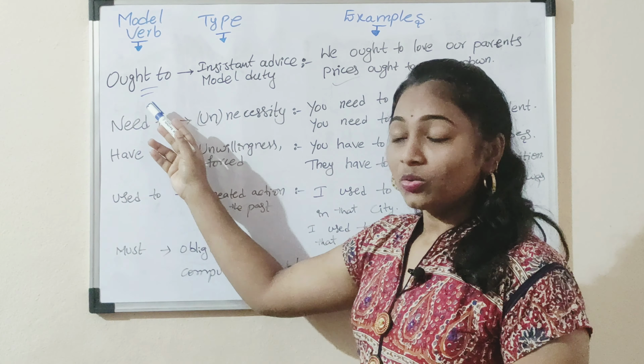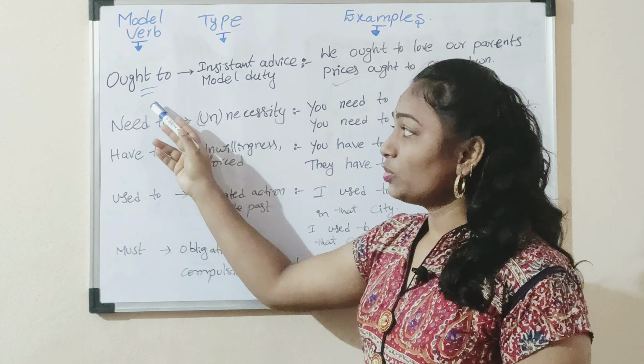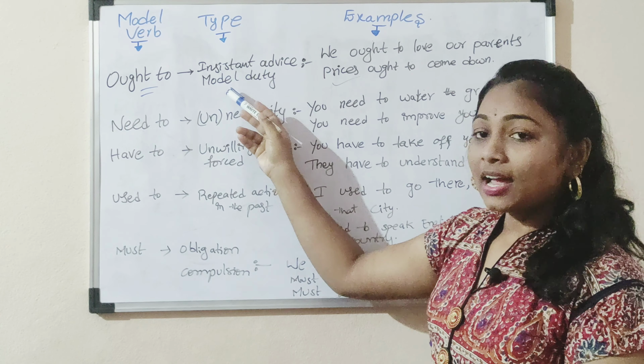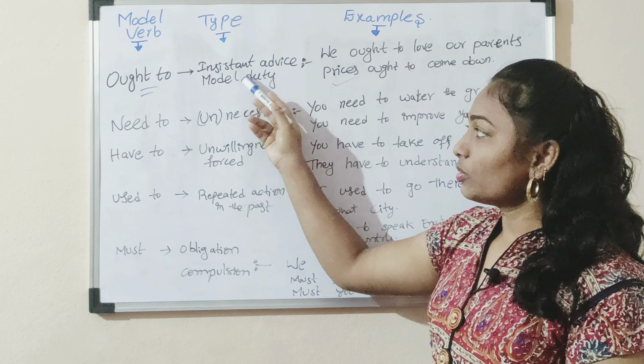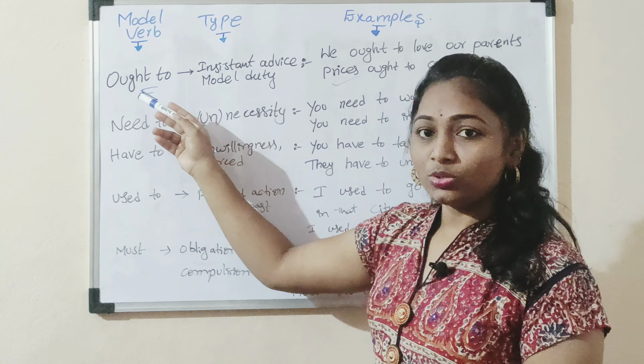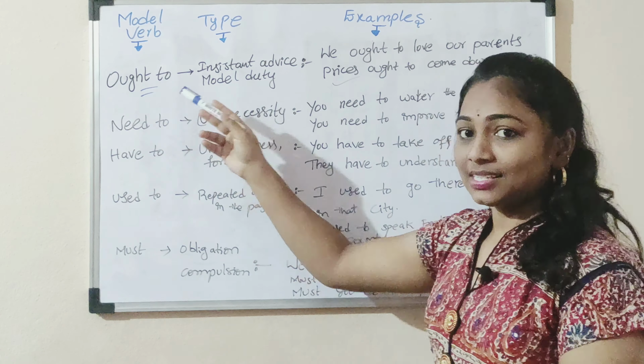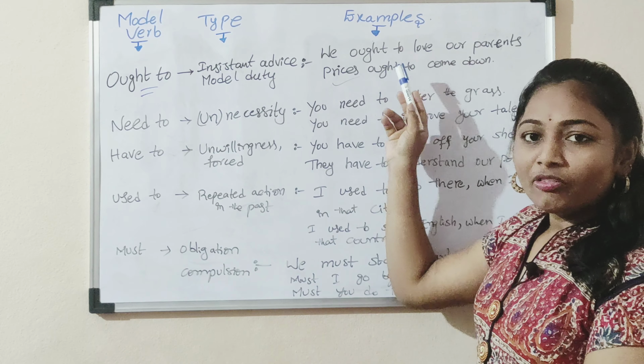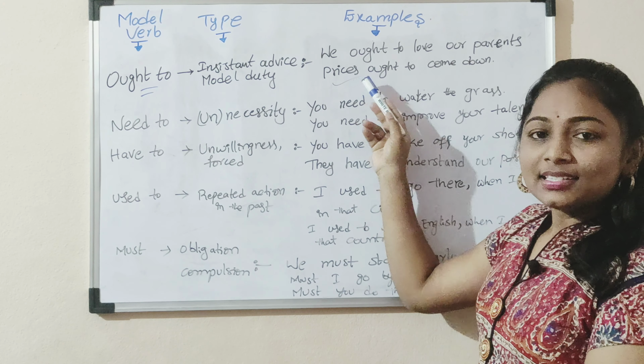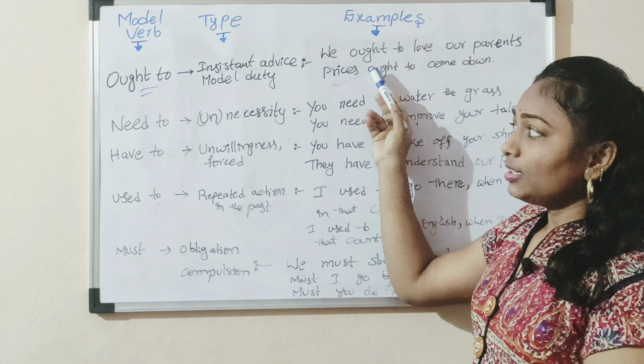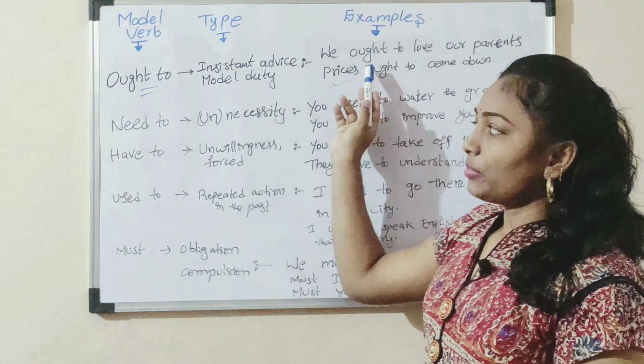Next we have ought to, the modal verb used in situations like insistence, advice and moral duty. In those situations you can use ought to as a helping verb in our sentences. Here are the example sentences. We ought to love our parents, and prices ought to come down. These are the example sentences for ought to.